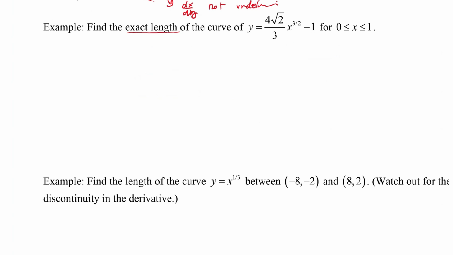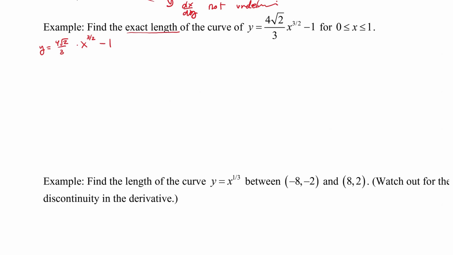They're just, the integrands are just beyond our skill set, and some of them are simply just not doable. If they ask you to find the exact length, it means the antiderivative is findable. And these problems tend to be very, very contrived. So, for example, if y is equal to 4 root 2 over 3 times x to the 2/3 minus 1.